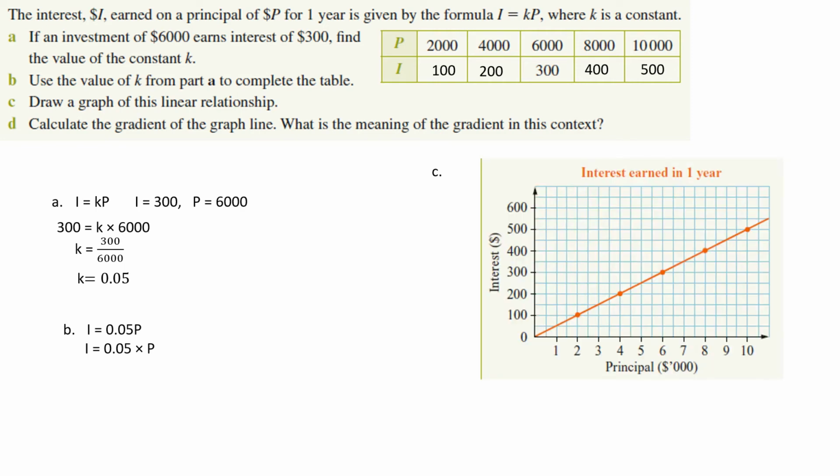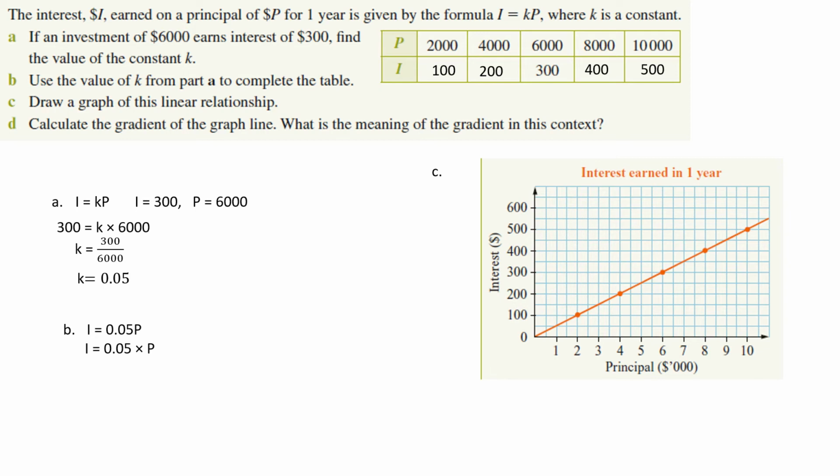Here it is. Now remembering, a linear relationship is always a straight line. So if you graphed this and it wasn't a straight line, you've made an error somewhere. Okay, let's have a look. Part D, calculate the gradient of the line.